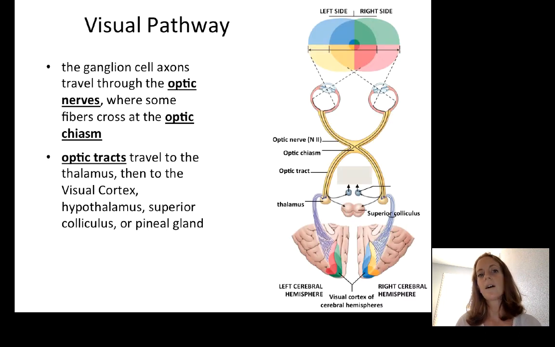Here's a visual of the visual pathway. You can see the light in different regions of the eye will enter through the eye, travel through the optic nerve or cranial nerve number 2. Some will cross over, some will stay on the same side, go through the thalamus, and then all the way to the back of the brain in the visual cortex.